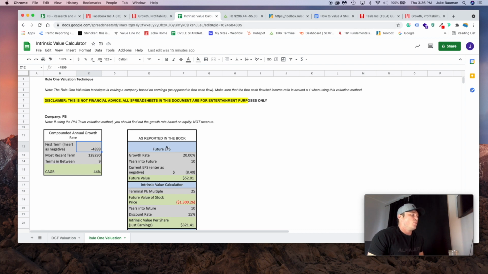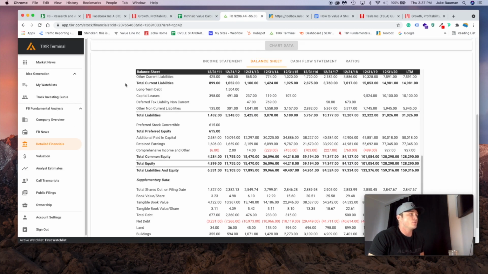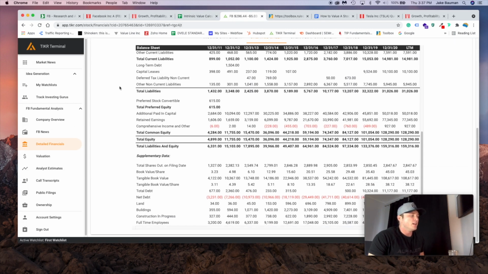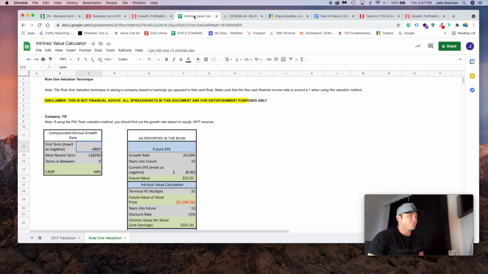So we're going to do exactly how Phil Town tells us to do it. We're going to look at equity to figure out this growth rate. So we're going to go to the balance sheet, and we're going to go back 10 years. Ten years ago for Facebook, equity was 4.9 billion. And then we're going to use this trailing 12-month number, which is what Phil Town recommends you use.